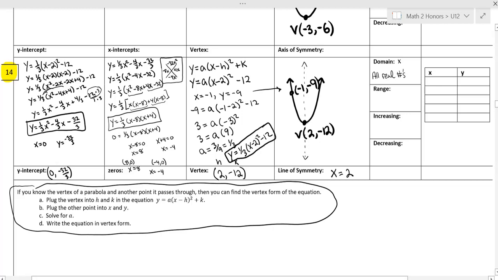The range, well, it has a minimum value. That's my minimum right there. And the minimum value is really your y value, which is the lowest, -12. So all y values bigger than or equal to -12.